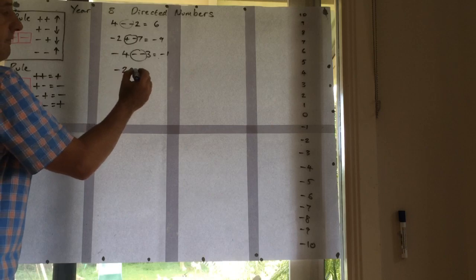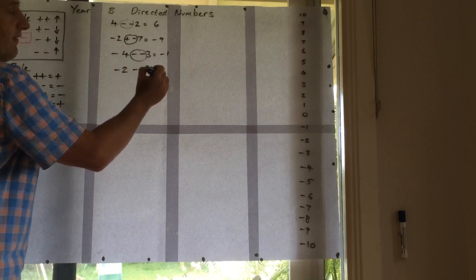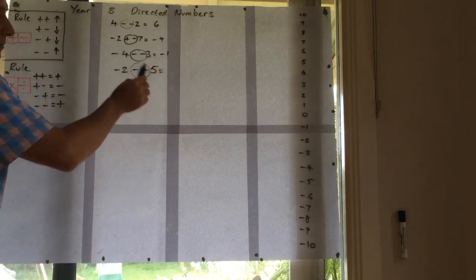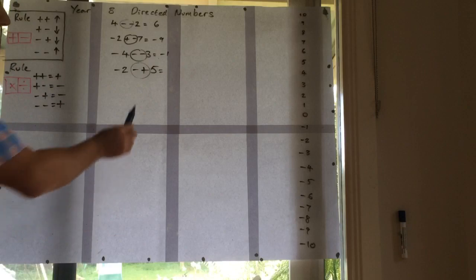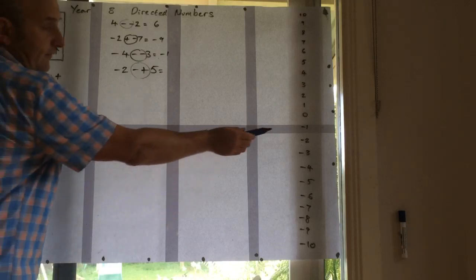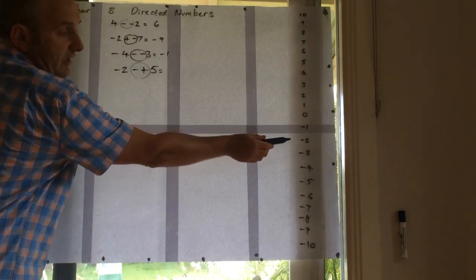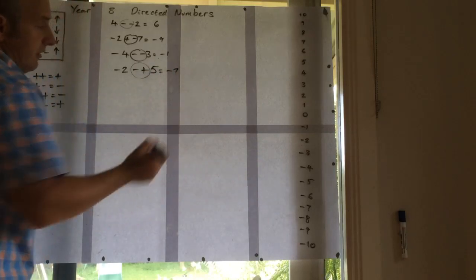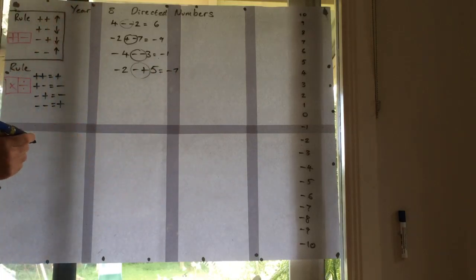Let's try another one of them. Negative 2 minus positive 5. So are we going up or down? You can see that we're going down. We start at negative 2 and we go down 5 places. Negative 7.